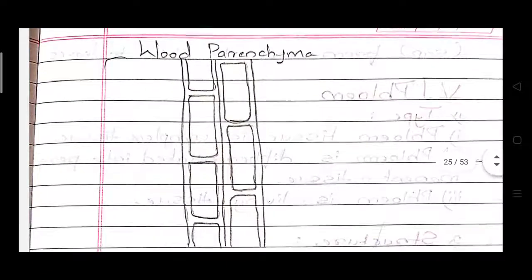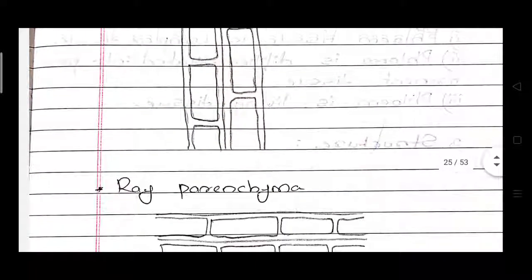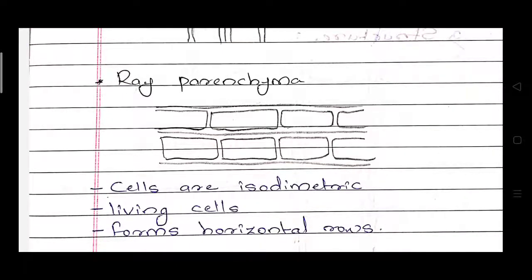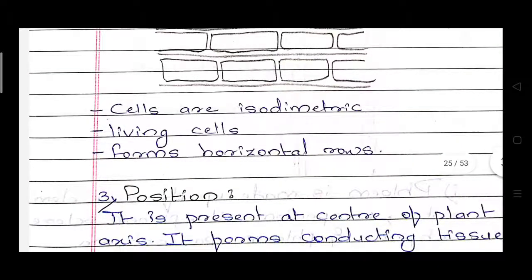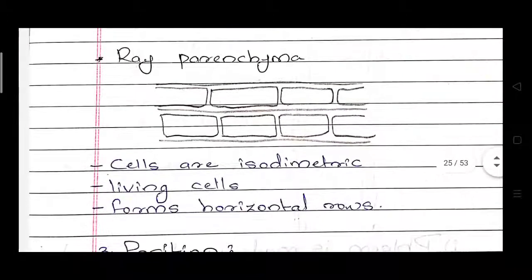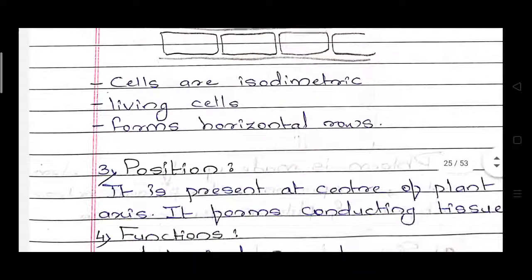So this is the structure of wood parenchyma. They are arranged vertically. Ray parenchyma is also an isodiametric structure. It is living cells and they form horizontal rows. So the main difference between wood parenchyma and ray parenchyma is that wood parenchyma forms vertical rows, and ray parenchyma forms horizontal rows. Other characters are the same. They are living cells and the structure is isodiametric.